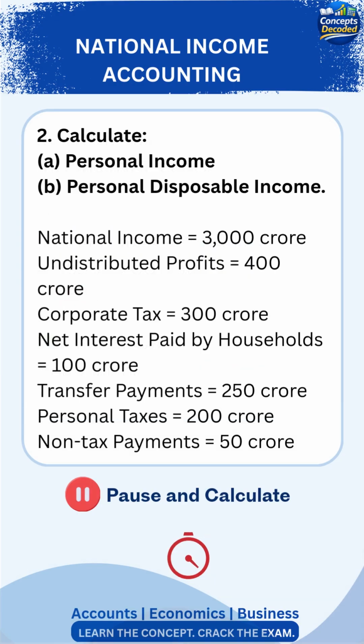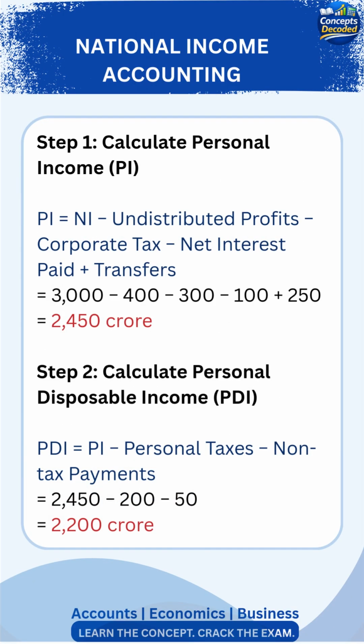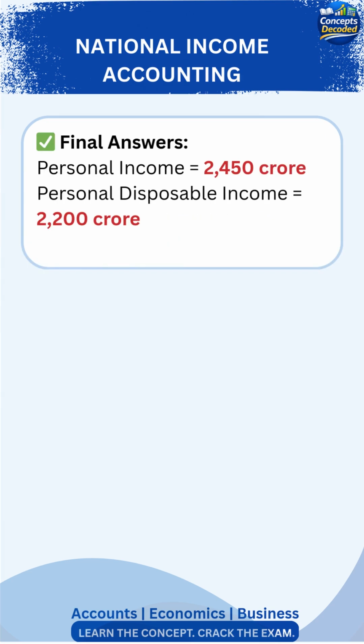Question 2. Read the given information and find personal income and personal disposable income. First, calculate personal income by subtracting undistributed profits, corporate tax and net interest paid, and adding transfers. Then, calculate personal disposable income by subtracting personal taxes and non-tax payments from personal income. So, the personal income is 2,450 crore, and personal disposable income is 2,200 crore.